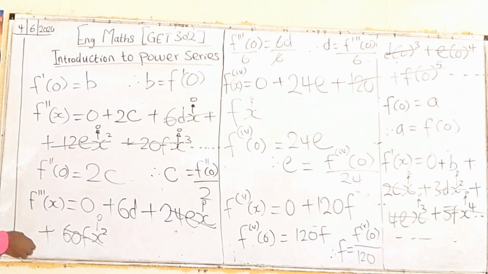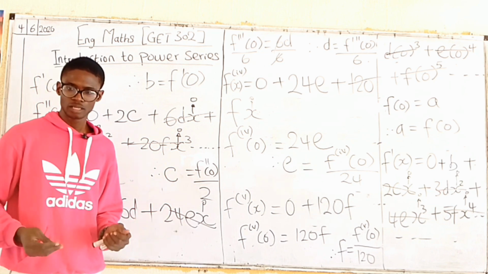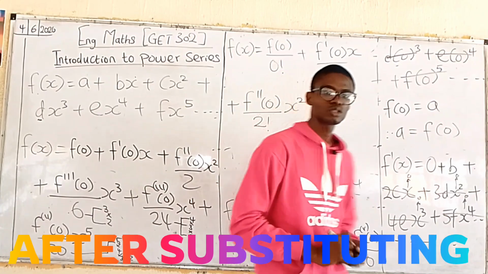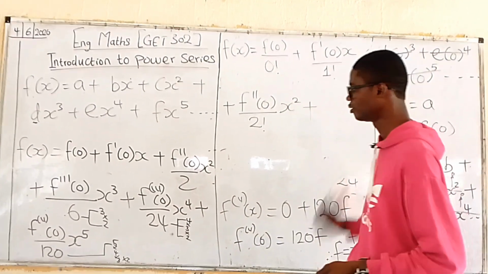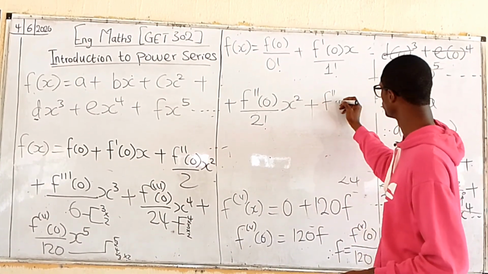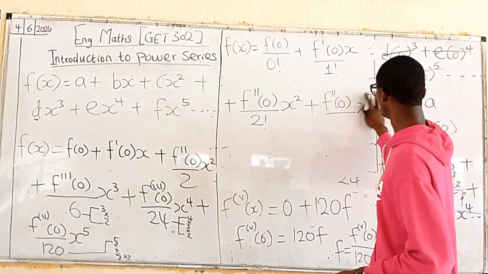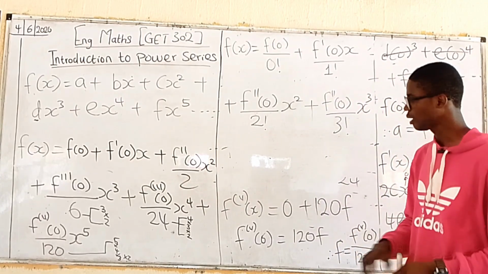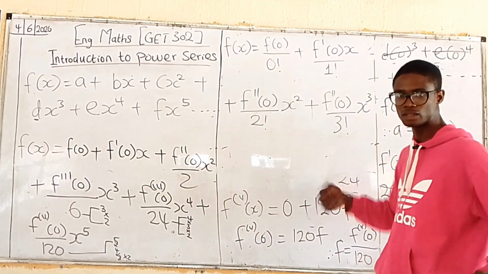So what is the next? Next thing is to bring back your series and substitute the value of all the arbitrary constants. F of 0, plus F prime of 0 x, plus, what next? I have F double prime of 0 x squared over 2. Plus F triple prime of 0 x cubed all over 3 times 2. 3 times 2 can be written as 3 factorial, because 3 factorial is 3 times 2 times 1, and 1 does not change anything.